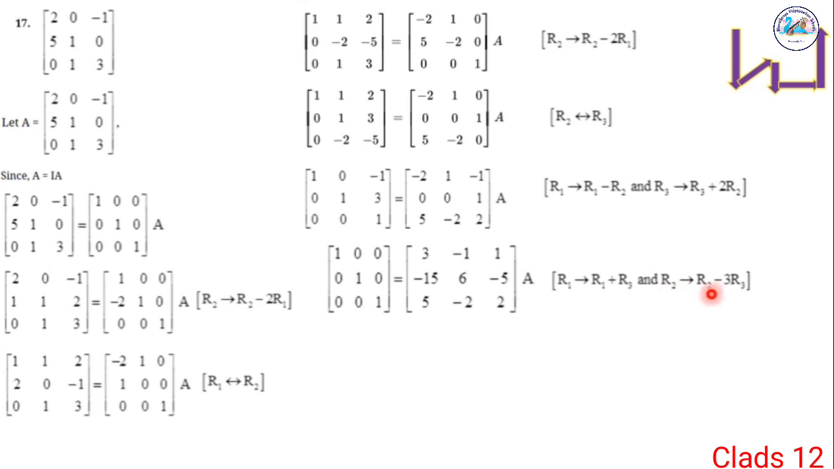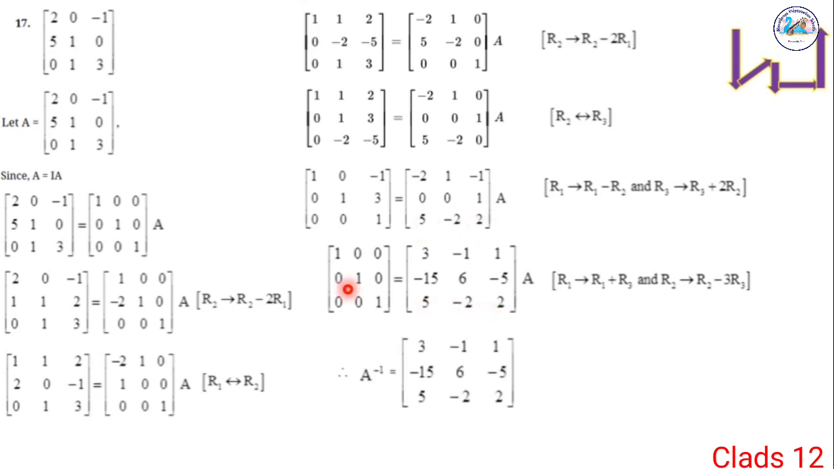And R2 changes to R2 minus 3R3. R2 is 0 minus 3 into 5, that is minus 15. It is written here. Next, R2 0 minus 3 into minus 2, that is 0 plus 6, that becomes 6 here. Next, 1 minus 3 into 2 is 1 minus 6, that becomes minus 5. Now finally the third row, that is 5 minus 2 2, it becomes same.